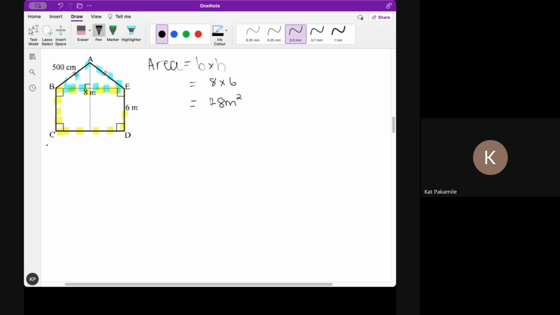What's missing besides the perpendicular height? Okay, the perpendicular height. Now, how am I going to find that perpendicular height that is missing? Pythagoras, yes, we're going to do Pythagoras. So I think it's a good idea.